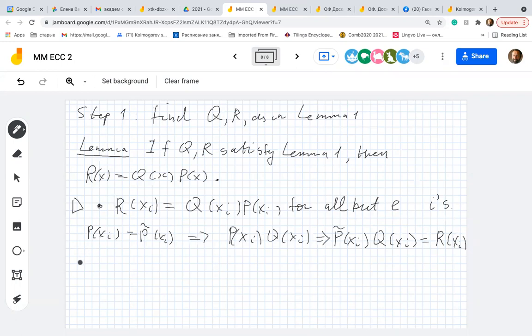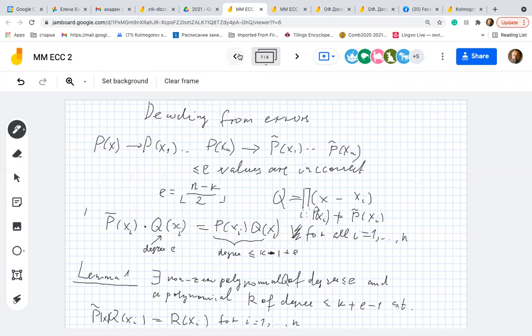So let's count the degrees. So the degree of R is at most, let's see, by lemma 1, the degree of R is k plus e minus 1.